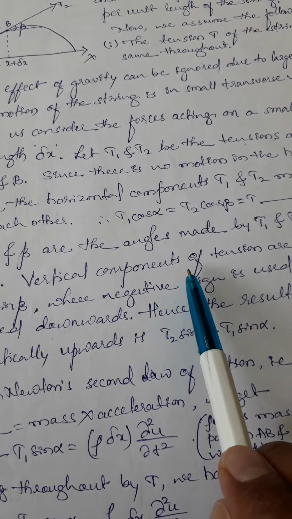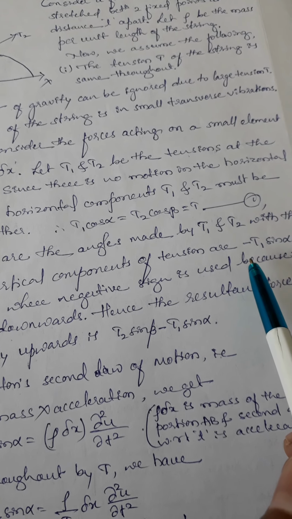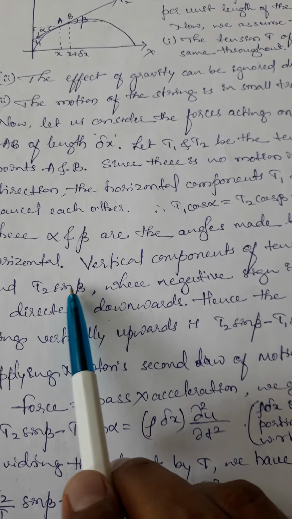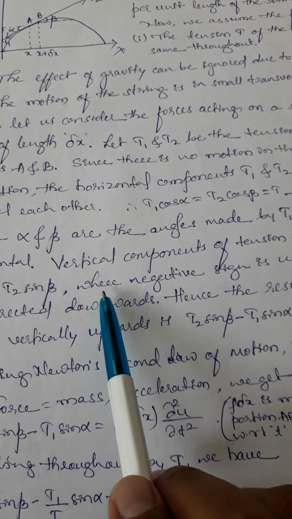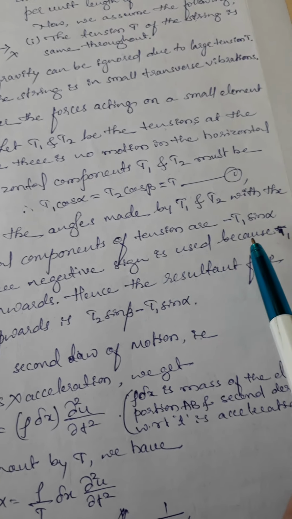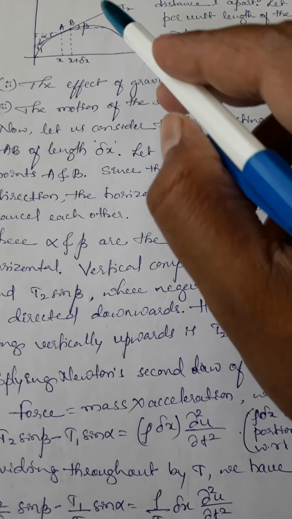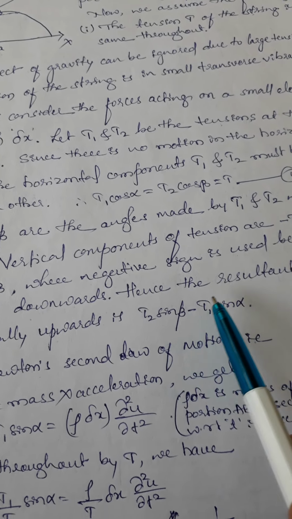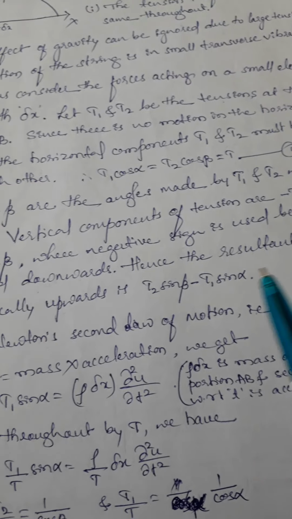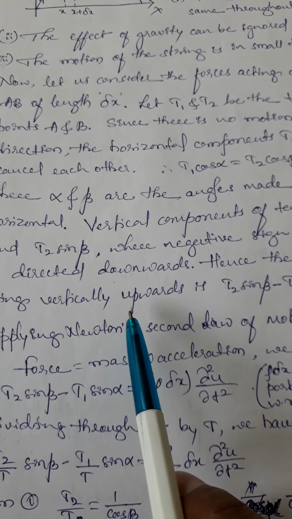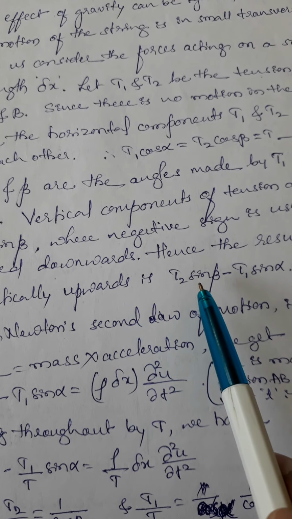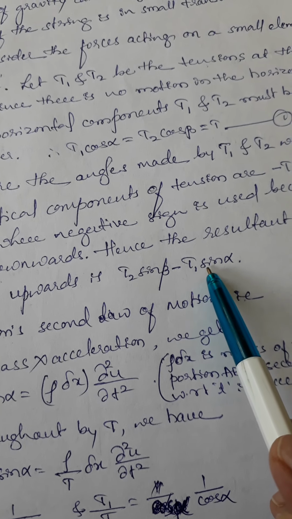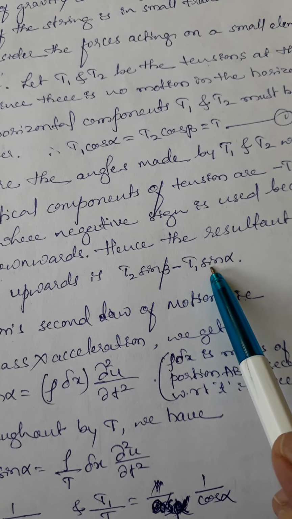The vertical components of the tension are minus T1 sin alpha and T2 sin beta, where the negative sign is used because the tension T1 is directed downwards. Hence, the resultant force acting vertically upwards is T2 sin beta minus T1 sin alpha.